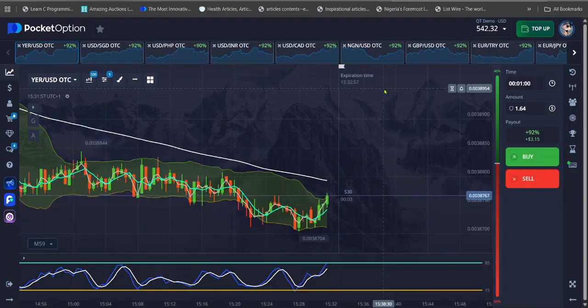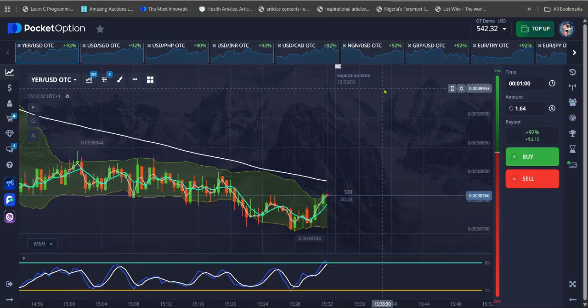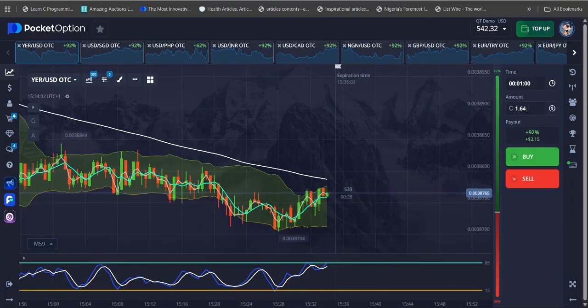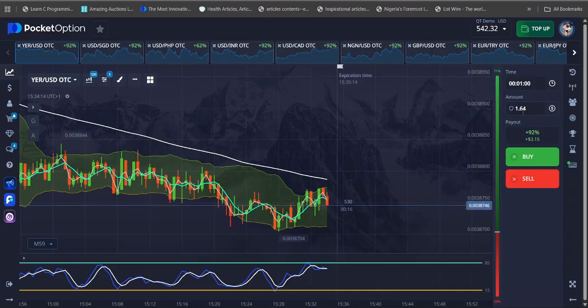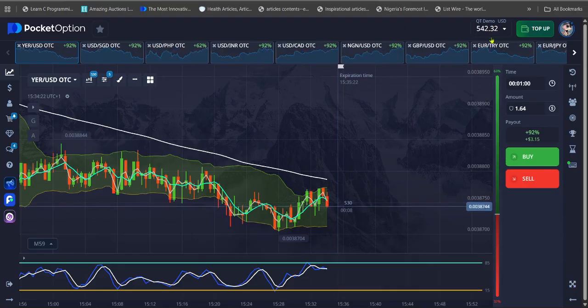Alright, so we are trading $500 to $5,000 within 30 days. Here we put our trade time. Our trade time is 1 minute, while our trade amount is here. So we are leaving it at 1.64, which is the amount that the trade manager has recommended. So let's get to this.